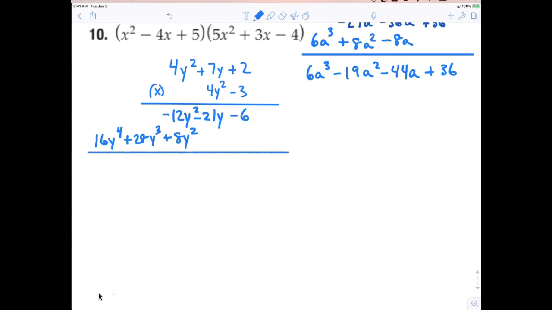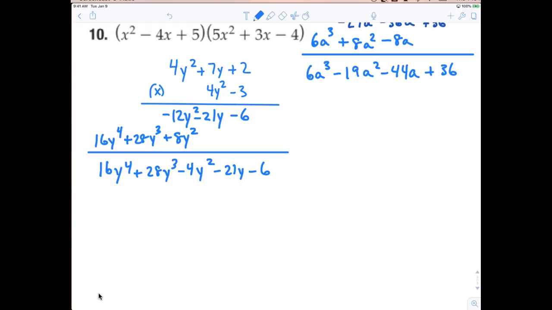And so now when you combine the terms, it should be pretty easy for you. 16y to the fourth plus 28y cubed minus 4y squared minus 21y minus 6. Everybody good on that? Anybody have any questions now? I agree, it's very simple. I'm going to do 2 more examples.